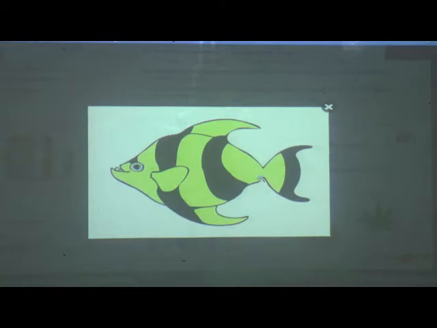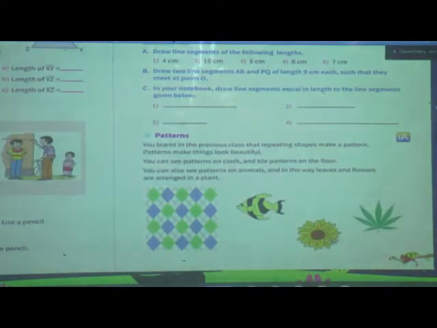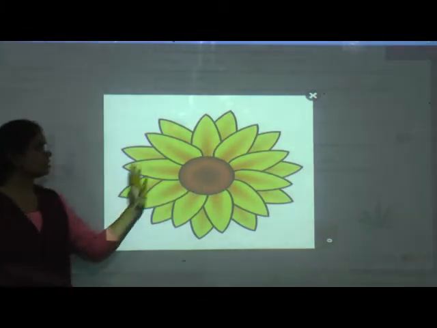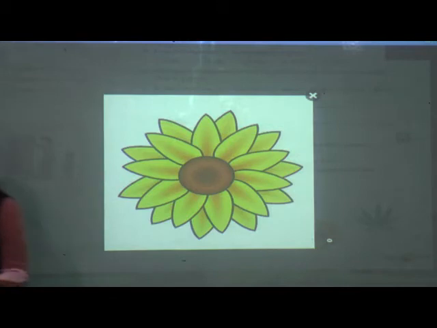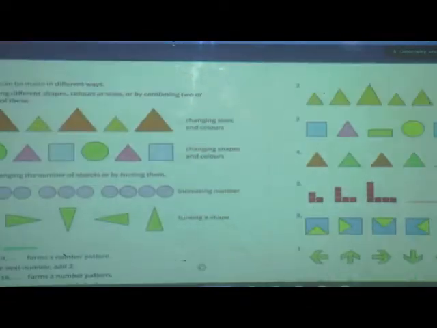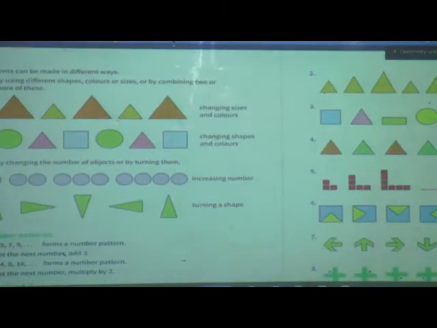Now if we see the flowers, see this flower. If we see the petals of flowers, there is also a pattern. Then if we see the leaves, we can see the pattern in the leaves also. Then here I will show you some more patterns. Patterns can be made in different ways by using different shapes, colors or sizes, or by combining two or more of these. Now one by one we will see.